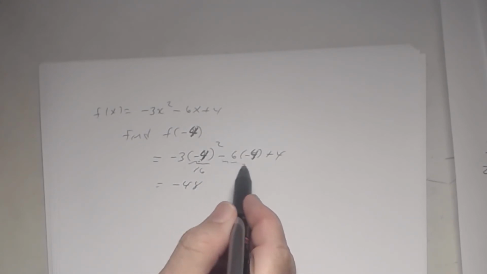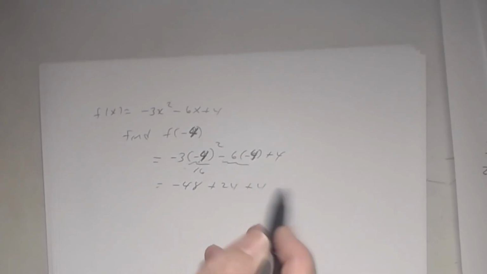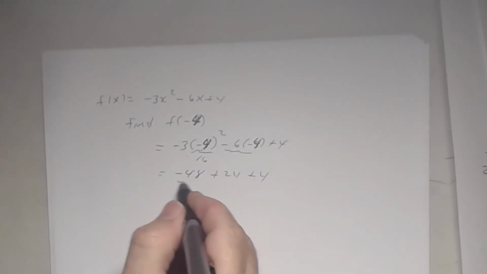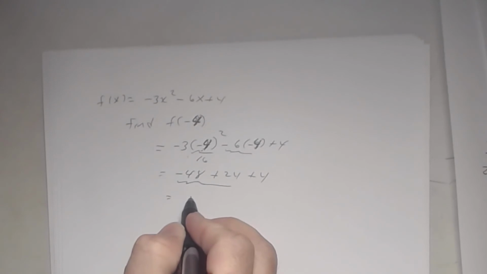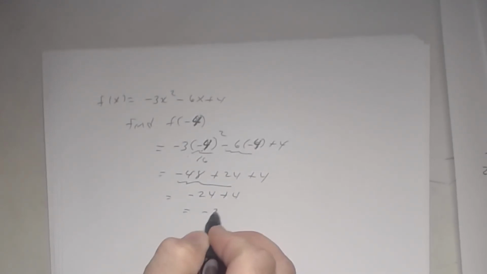What's a negative 4 times a negative 6? Positive 24. And then plus 4. And so what's negative 48 plus 24? Negative 24. And what's negative 24 plus 4? Negative 20. All right, so that'll be your answer, negative 20.